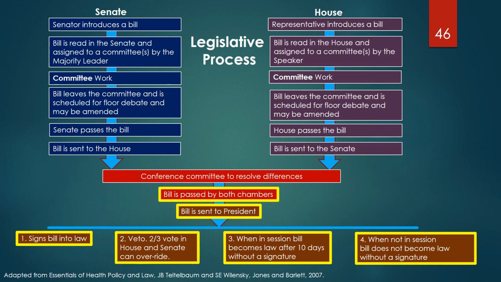3, if the President fails to sign a bill within 10 days of receiving it, when the House and Senate are in session, it automatically becomes law. 4, if the President fails to sign a bill within 10 days of receiving it, when the House and Senate are not in session, it does not become law without his or her signature.